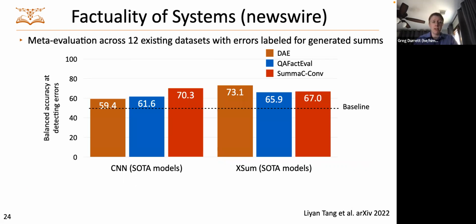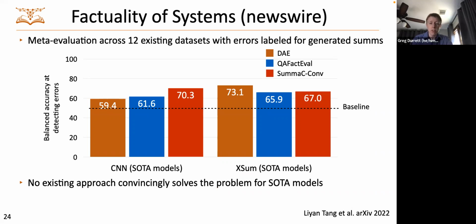If we look at what happens when we actually use summaries from state-of-the-art models, things look a lot less good. This was work where we did a meta evaluation across 12 existing data sets with annotated errors. If we focus our efforts on state-of-the-art models for CNN and XSUM, we see that on this balanced accuracy metric, where we're treating the error and not error classes symmetrically, there's no approach that does all that convincingly well and uniformly dominates the others.